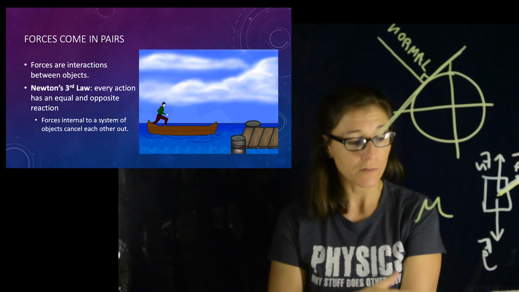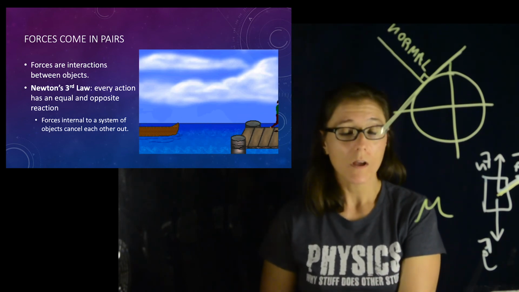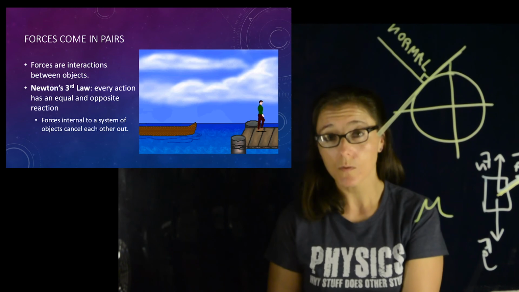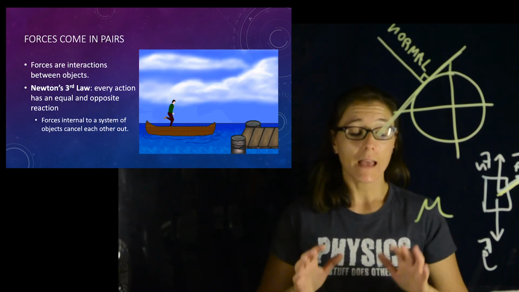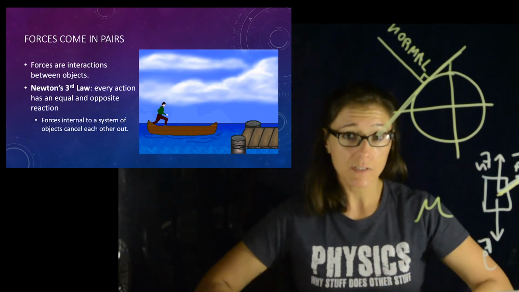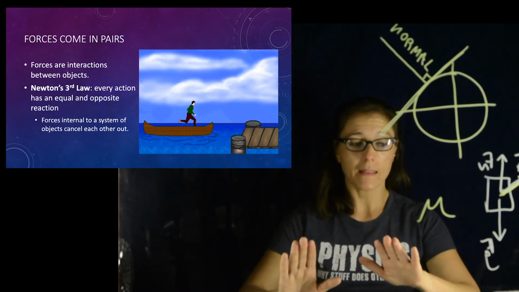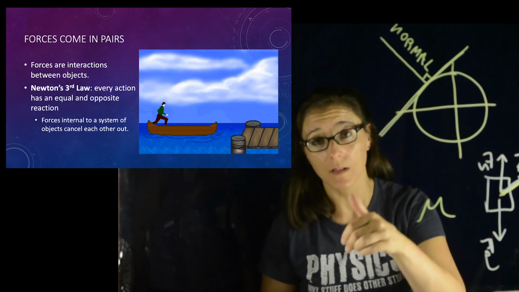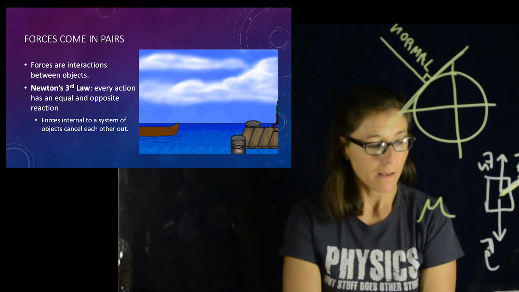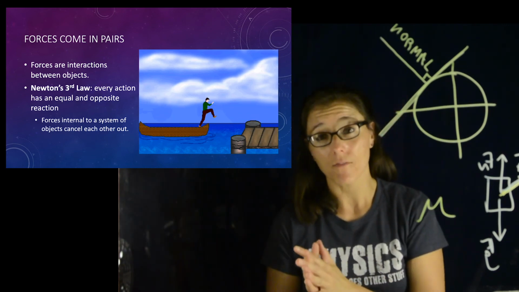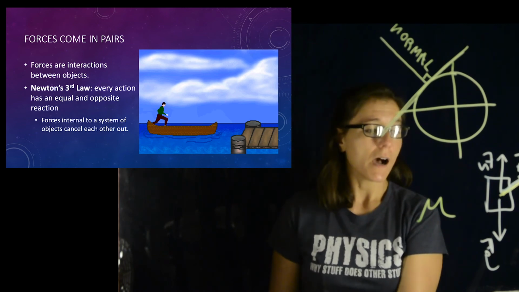So if we look at this person running off of this canoe, we notice that as they run forward, the canoe is pushed back. Because as the person pushes back on the canoe, the canoe pushes forward on the person. And then the resulting motion is that the person gets to move forward, but the boat moves back. So it's important to always think about forces as interactions.